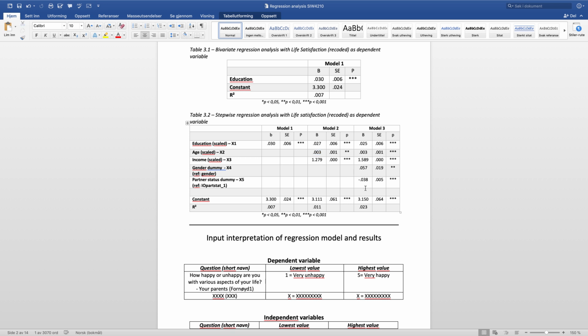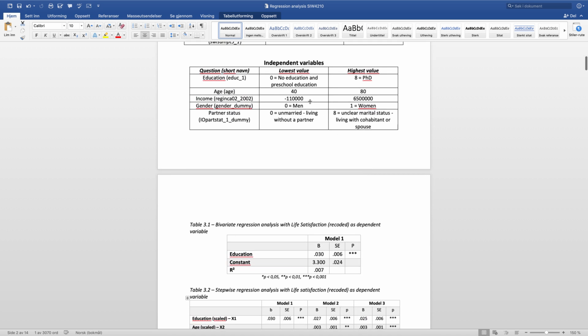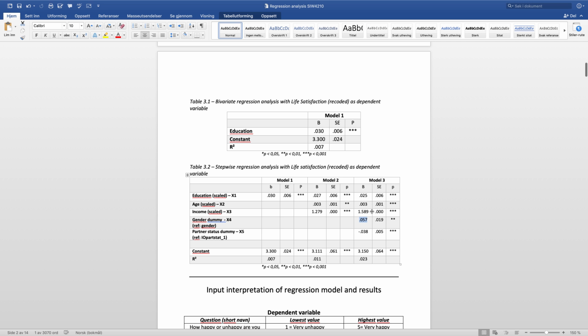And that also goes for this model where we include partner status, which, as I said, is not recoded as a dummy, but anyway. Gender is recoded as a dummy. And what does it show? Well, this is the difference between men and women, ladies and gentlemen. Men are zero, women are one. So when you go from 0 to 1 on gender, you go from men to women.